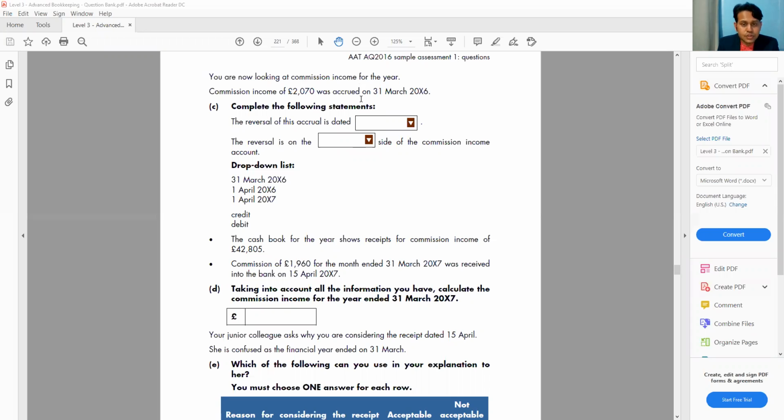2070 was accrued on 31st of March 2006. So that means for this year ending 31st of March 2006, it was accrued. Accrued means I already earned it. For example, even if I didn't receive the money, the income has been earned. So income has been earned means we have to show this income on the financial statement. This is our income, but I didn't receive the money. So for example, I already provided the services, but the customer didn't make the payment yet.